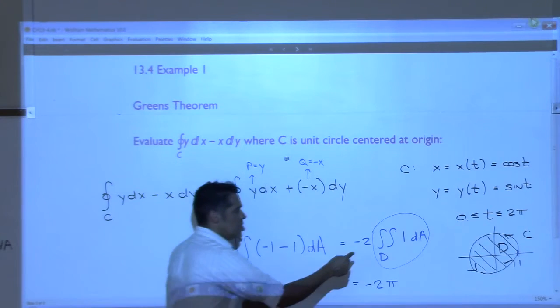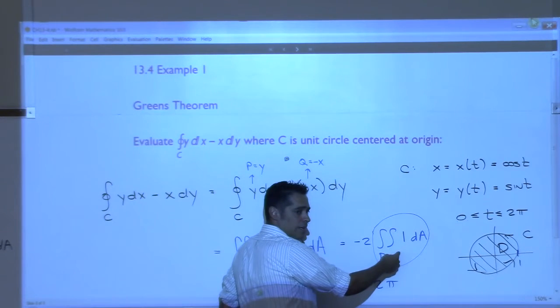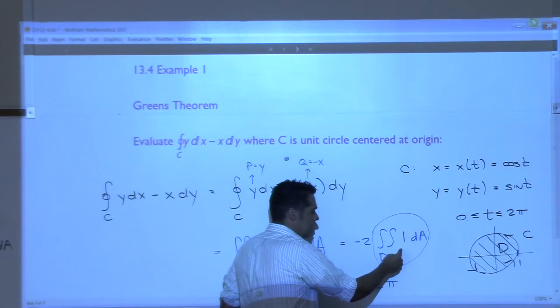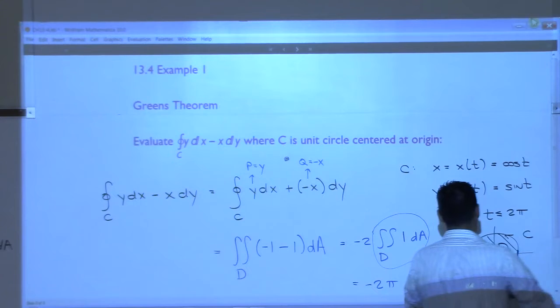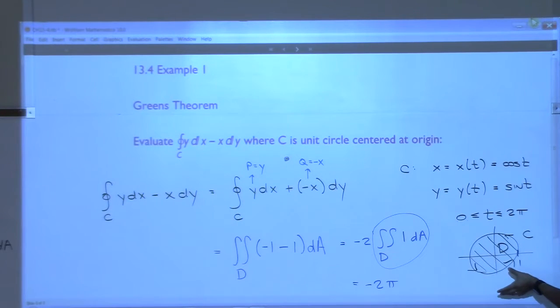See, this work, you don't do this work. This work is just by looking. You look at it and you say, hey, look, the only other way to do this, to get to pi, is to set this up as a double integral and go to polar coordinates. But you don't want to do that. That's the whole reason this is great, because this is a nice region. We know the area of it.